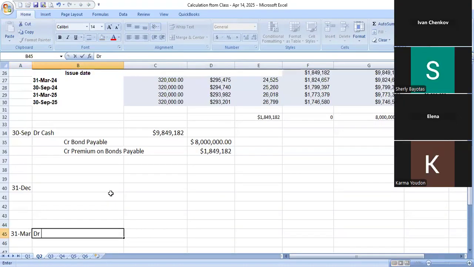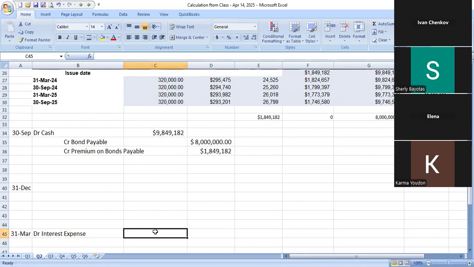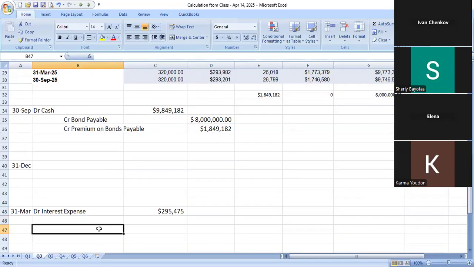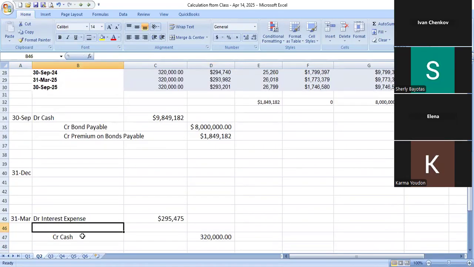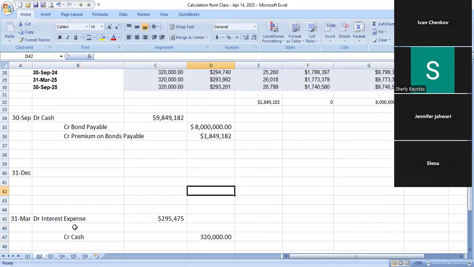Debit interest expense. Do I know my interest expense? It's right here, right? I know it. How am I going to pay? What do I have to pay to my bondholders? Cash. Yes, we have to pay them cash. How much cash do we have to pay them? 320,000. Let's pay them 320,000. And the difference, where is the difference going to go? To debit, what are we going to debit? Premium on bonds payable. Let's debit premium on bonds because we created that premium on bonds.